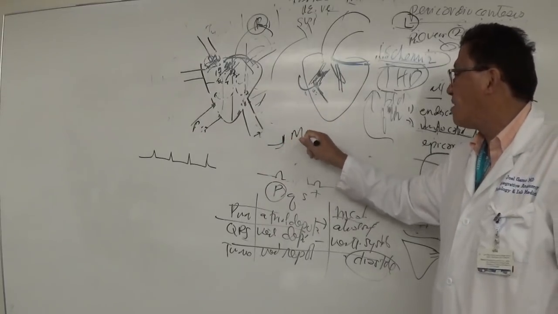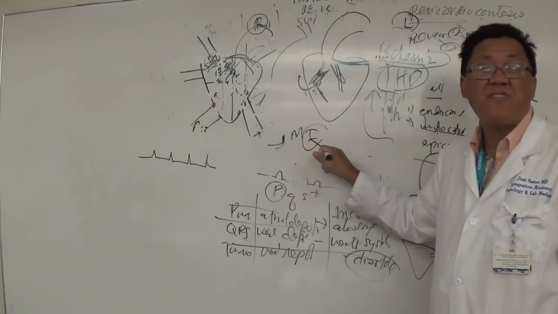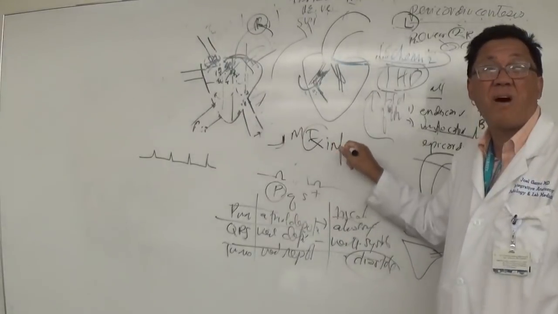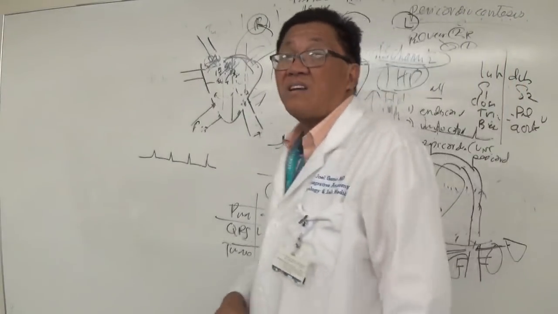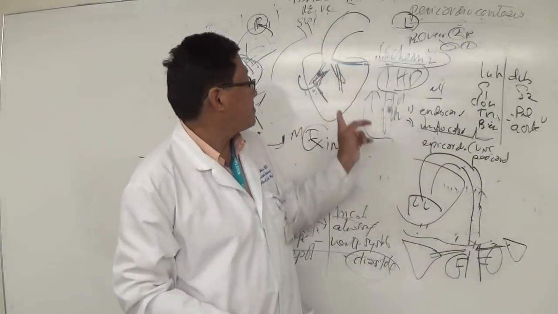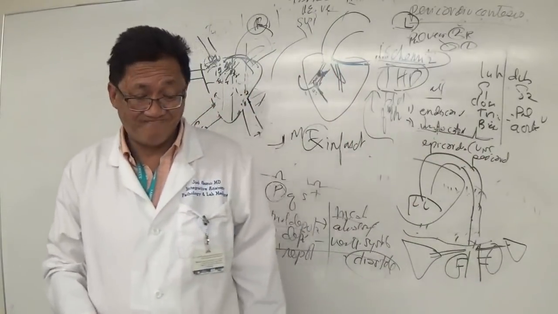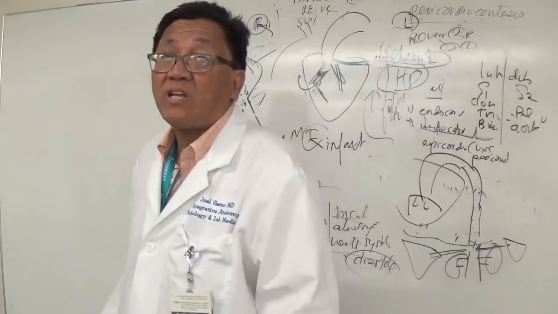What is MI? Myocardial infarction. Infarction means death of what? The myocardium, of the myocardial cells, the muscle cells. And that is how you can develop cardiac arrest. You understand? Yes. So we can do bypass surgery.